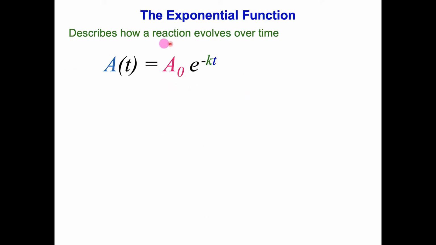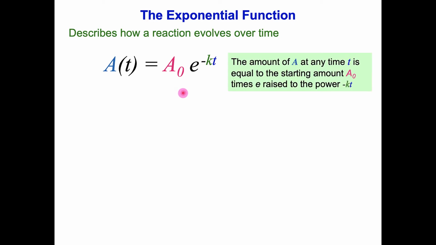This is an example of an exponential function, and exponential functions as a class are extremely useful for describing how reactions or events evolve over time. What this is saying is that the amount of A at any time t is equal to the starting amount, A naught, times e raised to the power negative kt.